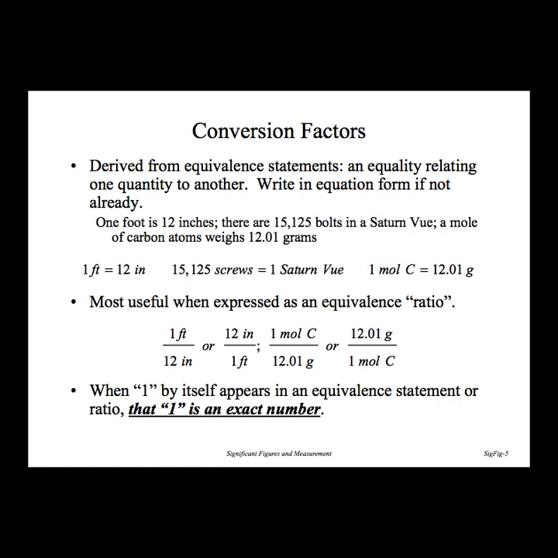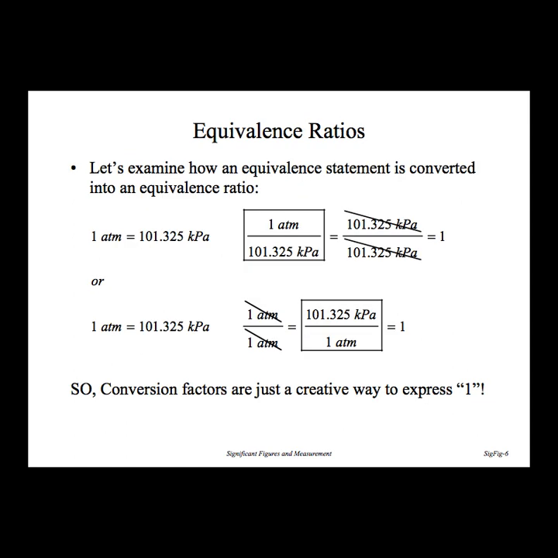Well, on the next slide, let's look at the equivalence ratios. Let's examine how an equivalent statement is converted into an equivalence ratio. And the reason we do this is because it's useful to see what we're really doing. So let's say, for example, we talk about pressure. In pressure, there are two unit systems we use. One is what's called the atmosphere, abbreviated as atm. The other one is what's known as a Pascal. If you have 1,000 pascals, you have what's called a kilopascal, or kPa. So one equivalent statement is that 1 atmosphere is equal to 101.325 kilopascals.